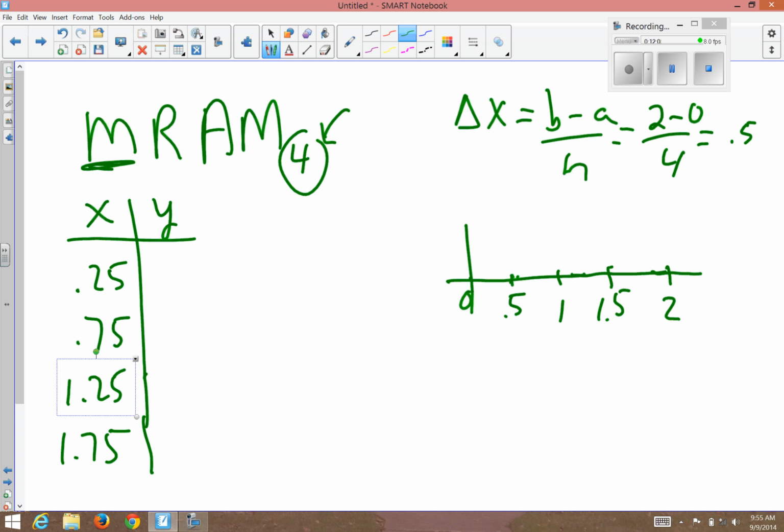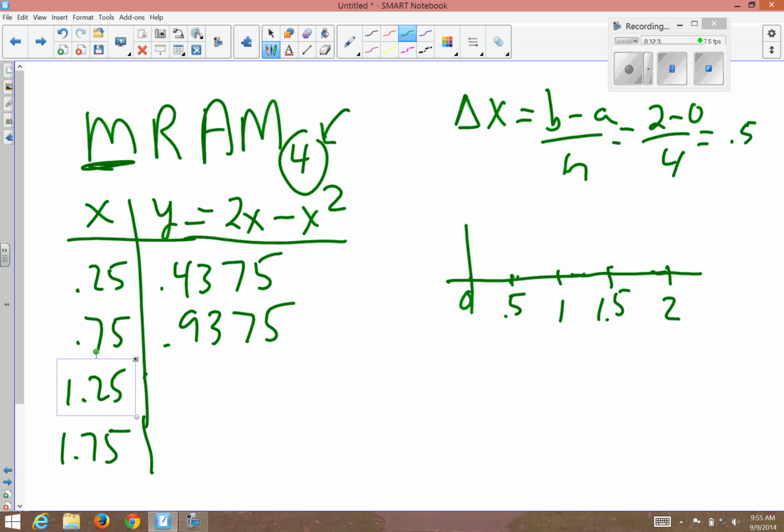The y's are from y equals 2x minus x squared. So, using y equals 2x minus x squared, when x is 0.25, y is 0.4375. And x is 0.75, y is 0.9375. And x is 1.25, y is 0.9375 again. Parabola, it's that symmetry. When x is 1.75, y is 0.4375.